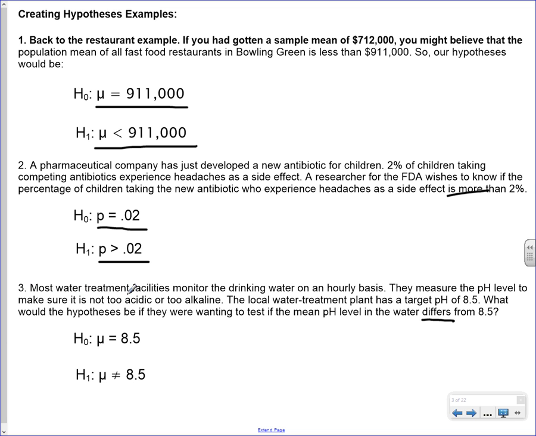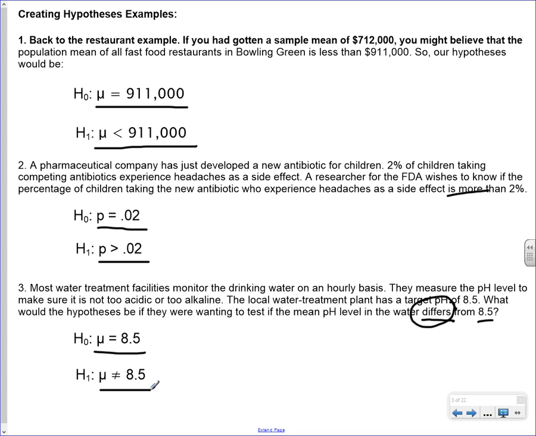And then number three, when water treatment plants are monitoring the water, they are concerned with it being too acidic or too alkaline. So they're concerned with it being too low or too high, okay? So in that case, they really are worried about both tails, right? The lower and the upper tail. So they're just looking for differs from this 8.5. That's what the target pH is. So this is the pH that we want. This is what we're concerned about, it not being equal to 8.5.